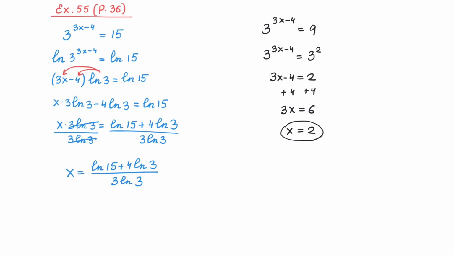From here we could simplify more if we wanted. For example, we could write natural logarithm of 15 as natural logarithm of 5 plus natural logarithm of 3, and then natural logarithm of 3 will be added to this one. Or we could just leave the answer as it is. This is an exact value, and if we wanted an approximate answer, we would use the calculator. This was the last exercise of section 1.3, Inverse exponential and logarithmic functions.